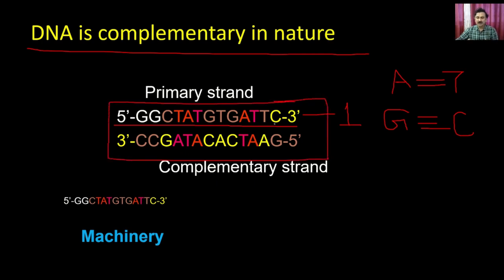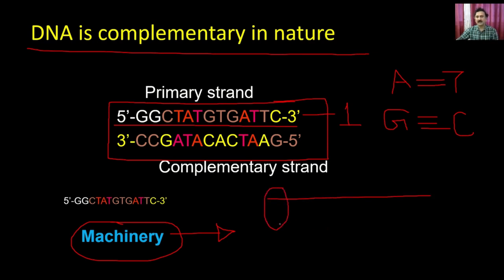So this information is good, but what about the machinery? DNA polymerase is the machinery which is going to utilize this information, and that's how it is going to synthesize the complementary strand. If you have one strand, the DNA polymerase is going to sit onto this strand and synthesize the complementary strand, utilizing the information given on the top strand, because both the strands are complementary to each other.